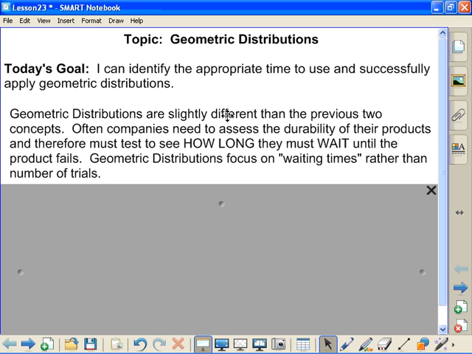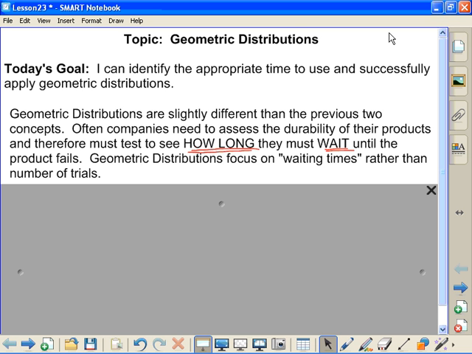So the geometric distribution is slightly different than the previous two concepts we talked about, uniform distribution and binomial. Often this is how companies that are manufacturing parts determine how long it is until they experience a failure. So what we're looking for is how long we have to wait. We're looking at a waiting period until a product or an item fails, okay? Or the flip side, we have a success. So it depends on the situation.